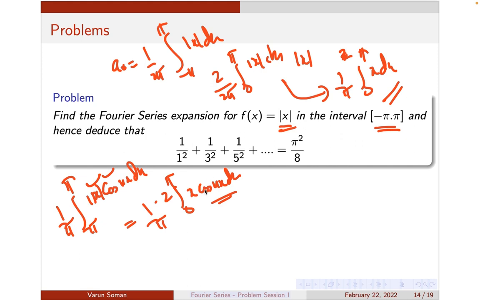Now we can apply the integration by parts. It will become mod x cos nx dx, but it is in the interval 0 to pi, so it will simply become x cos nx dx. Now we can apply the integration by parts and you can find out the value of an.